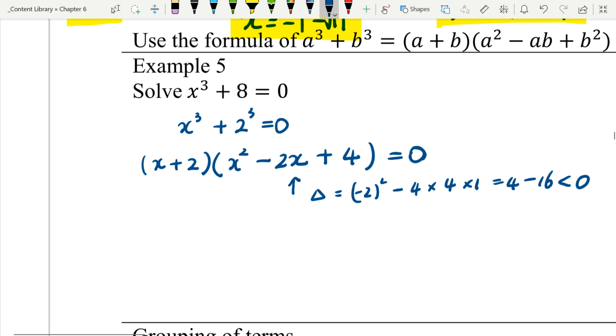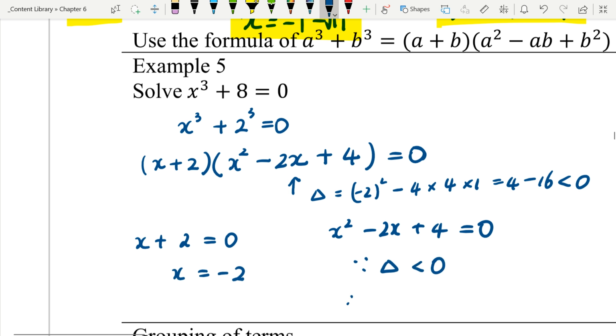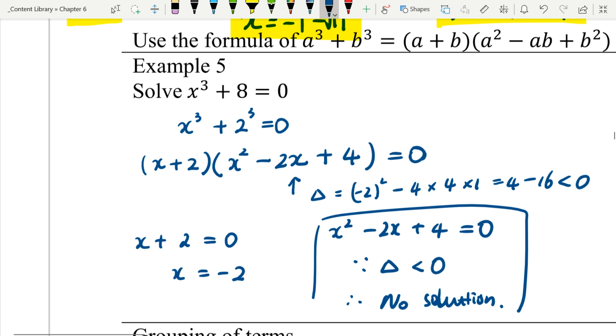So this cannot be factorized means there's no solution as well. So we can't do anything for that. So the only solution we have is x plus 2 equals 0 and x equals minus 2. Even though you make this equal to 0, because the discriminant is less than 0, there's no solution for this one, if you use the quadratic formula. So the only solution we have is this one.